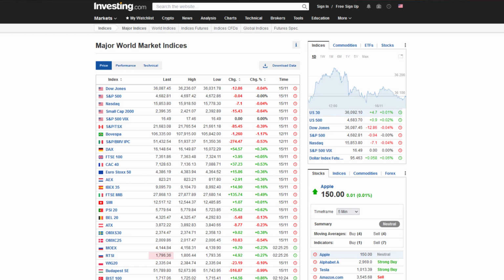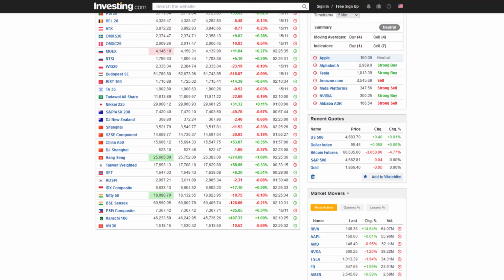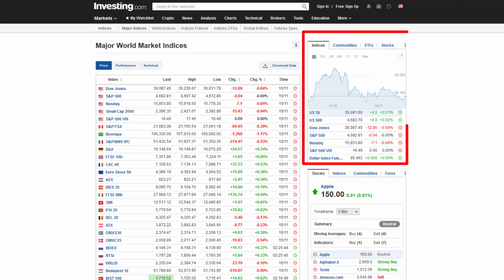But we have a list of all of the major indexes all over the world. We start with the US indexes at the top, and we go all the way down, and eventually we get to see China and Vietnam and some other indexes that we probably don't pay that much attention to, but it's still good to have that information available. Over on the right-hand side, I can see what the futures contracts are doing for the Dow, that's the US 30, and the S&P 500, which is the US 500.